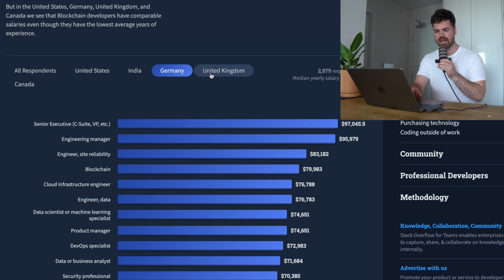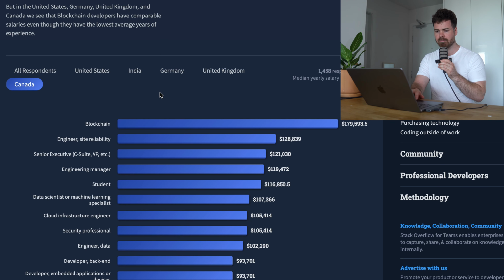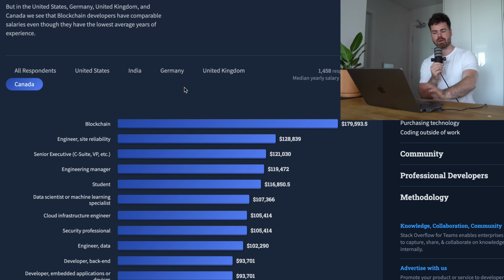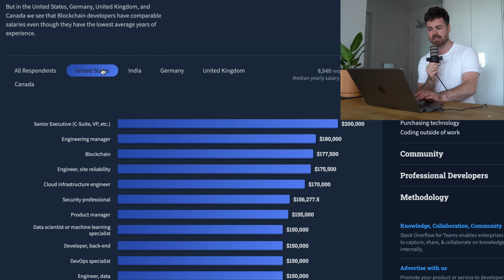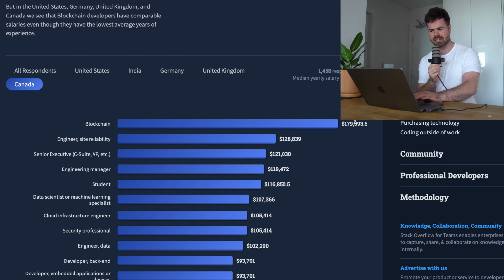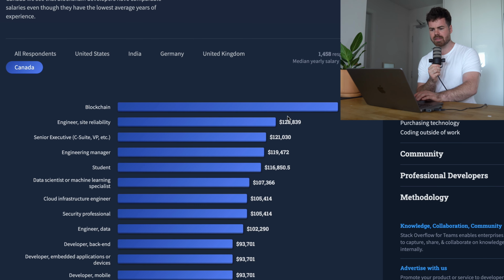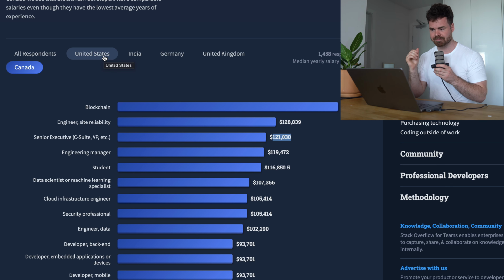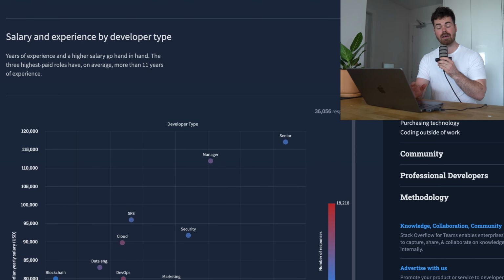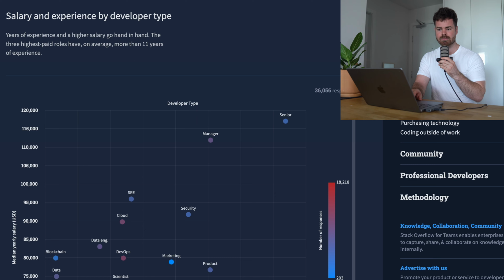Within Germany, the UK, and Canada, they're mostly comparable, but the outlier here is that Canadian blockchain developers are getting paid a huge sum of money, coming in at $179,000, which is almost as much as the C-suite level in Canada. Interested to dive into that a little bit more. But there is an $80,000 delta between C-suites in Canada and the US. Compensation in Canada, I've recently moved to Canada, does seem to be quite a bit lower compared to the US counterparts as well. The other thing we can look into here is salary and experience by developer type.